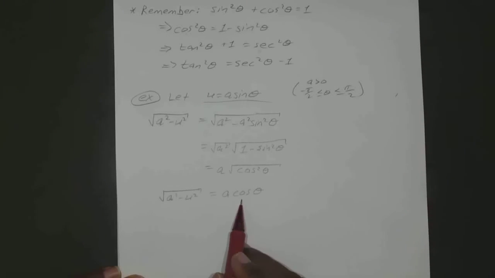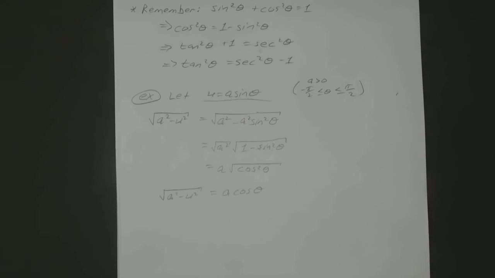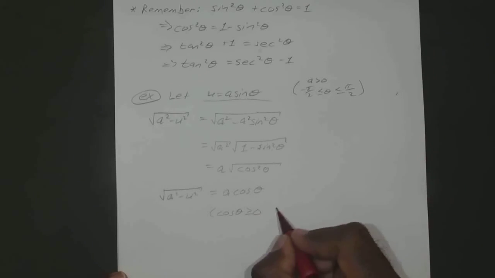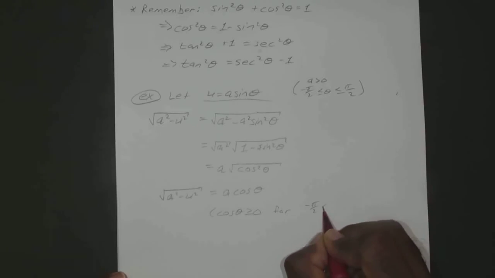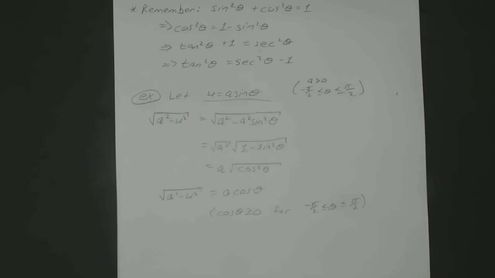If you notice, cosine is positive between negative pi over 2 and pi over 2, which is why we limited it to that. So cosine of theta is greater than or equal to 0 for negative pi over 2 to pi over 2. Okay, so we're going to kind of develop an entirely new way of solving based on that type of concept.